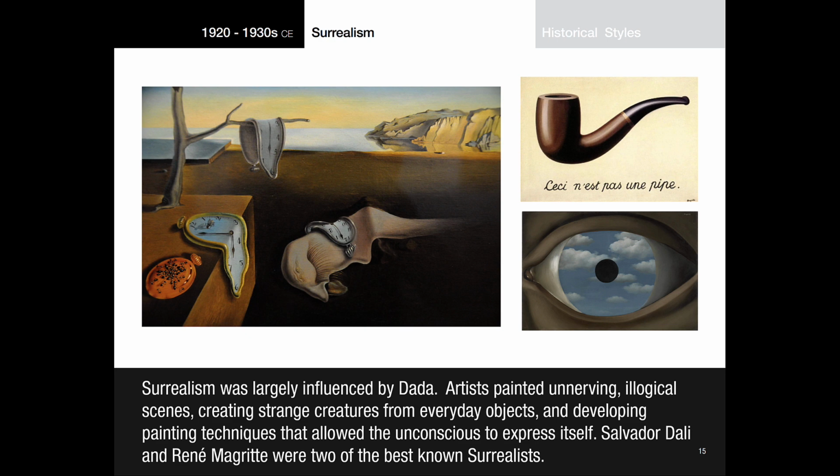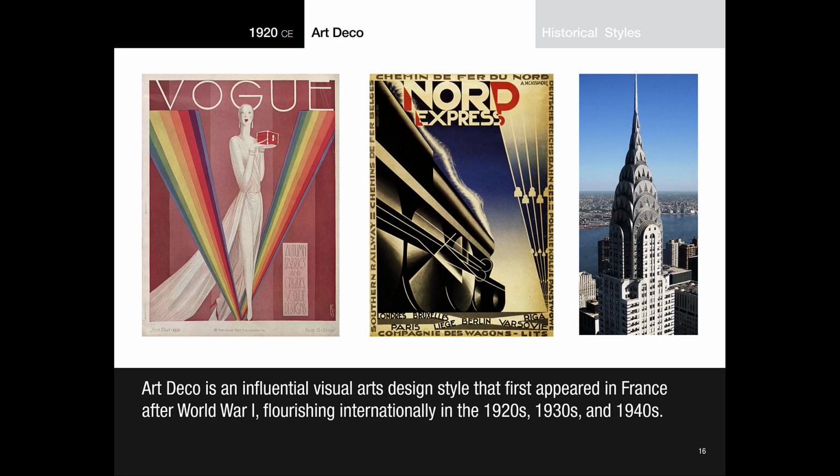Here you can see on the left Salvador Dali's work. He's probably the most famous surrealist, but on the right, two examples of work by Rene Magritte, who, again, if you work in the movie business, we reference Magritte all the time. Then once we get in the 1920s, we get into the Art Deco style. This is, to this day, one of the most enduring and popular styles.